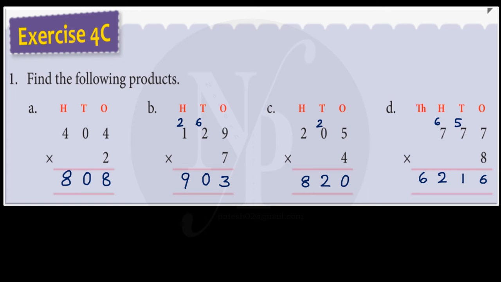We don't have any digit here for multiplication. So we bring down this carried forward 6,000 to the thousands column here. Therefore, the product obtained is 6,216.